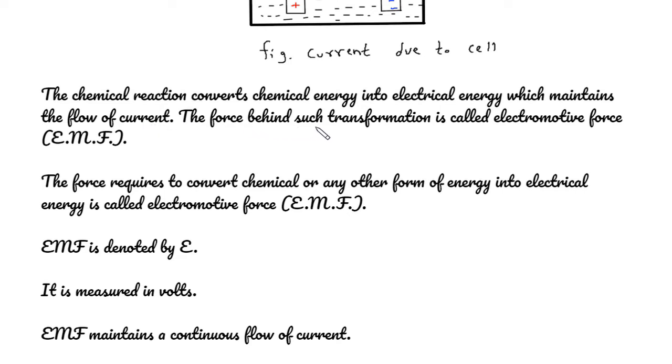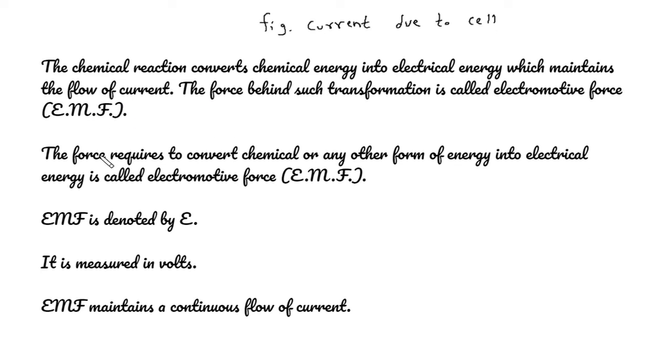The force behind such transformation is called electromotive force, or in short EMF. The force required to convert chemical or any other form of energy into electrical energy is called electromotive force. EMF is denoted by E. It is measured in volts. EMF maintains a continuous flow of current.